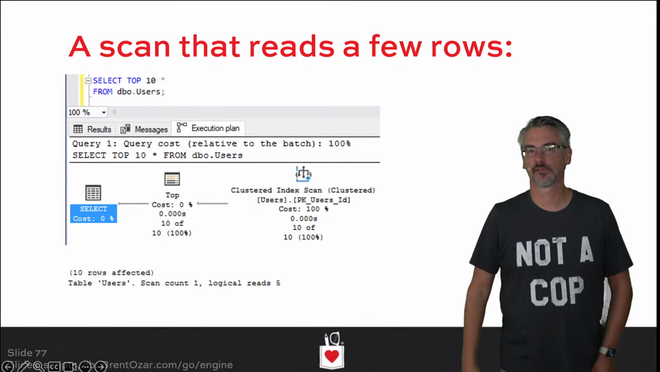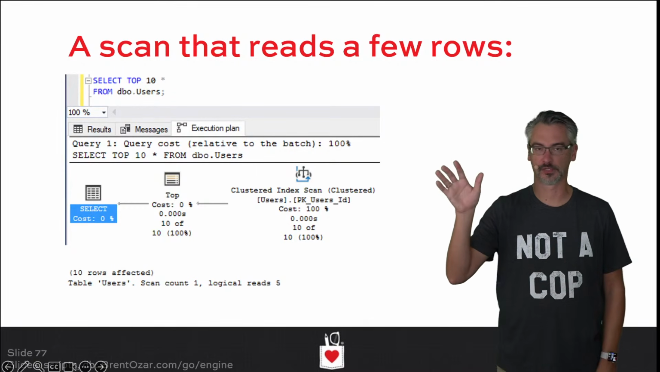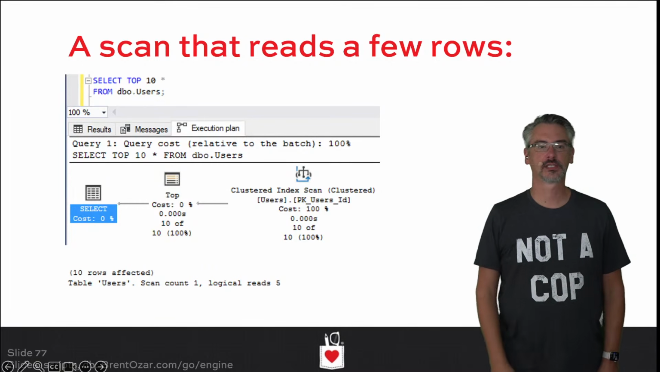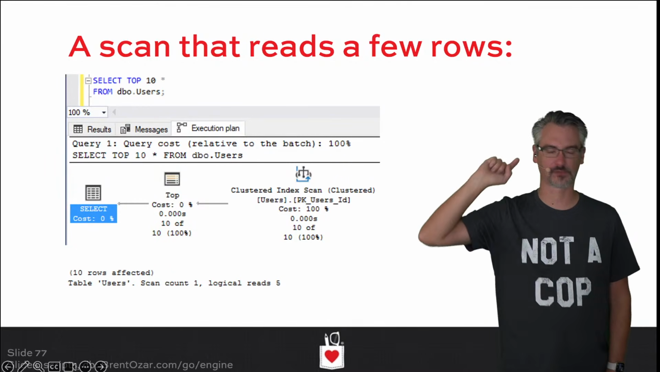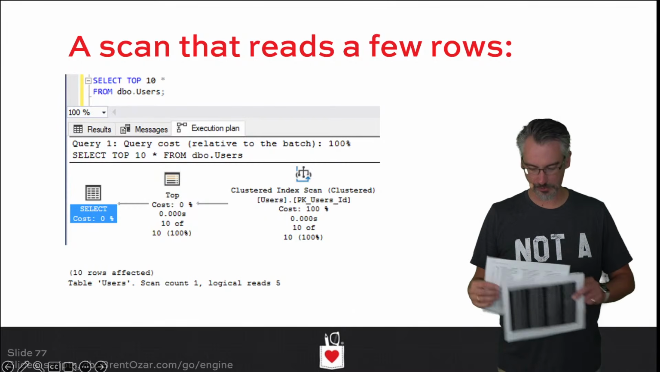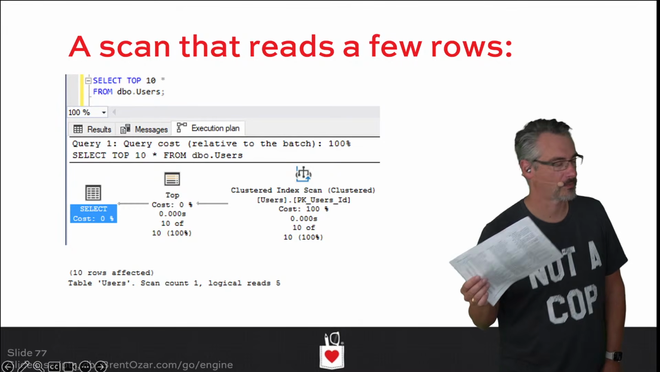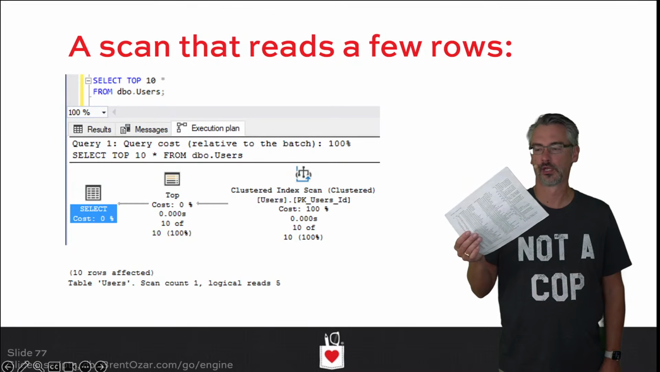Here's an example of a scan that only reads a few rows. See how it says select top 10 stars, or top 10 rows, from the users table. Well, what would you do if I said go get me the top 10 rows and I didn't put an order by inside the query? How would you execute that in plain English?